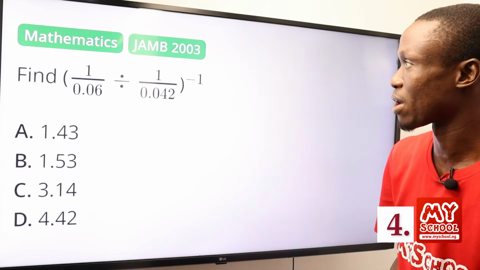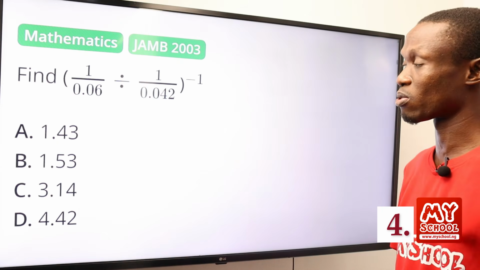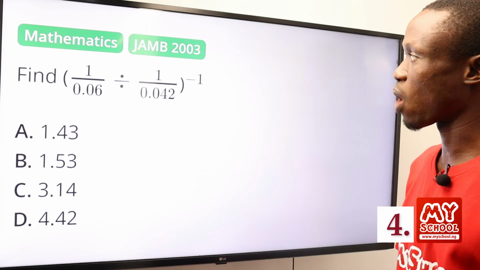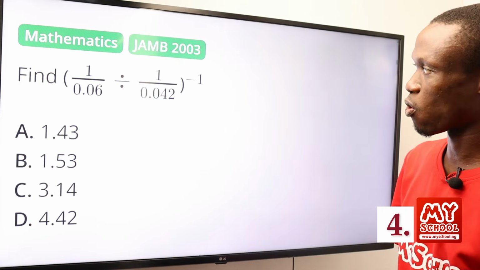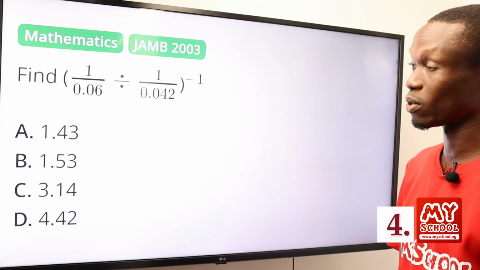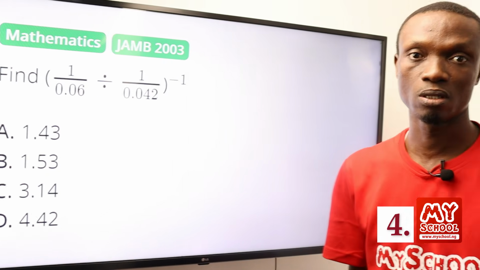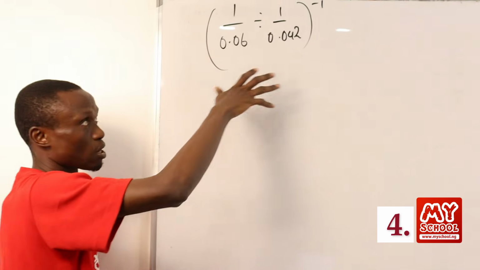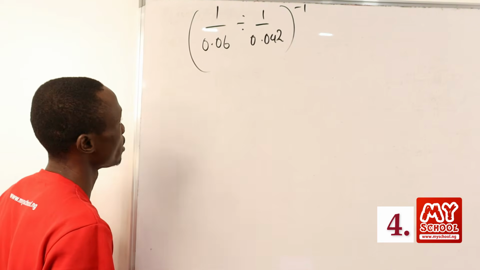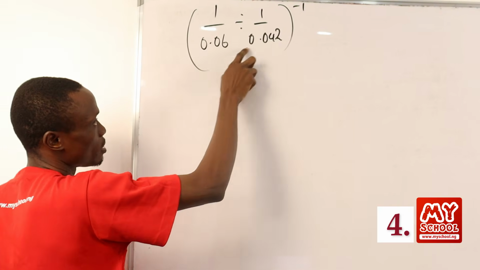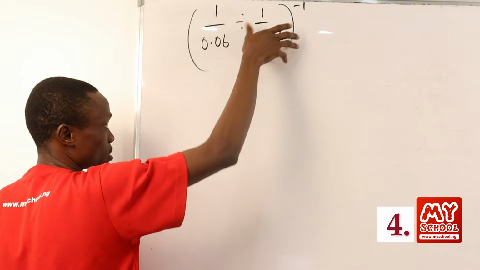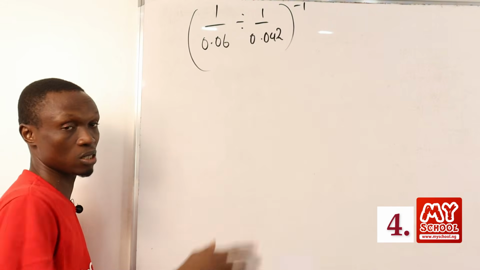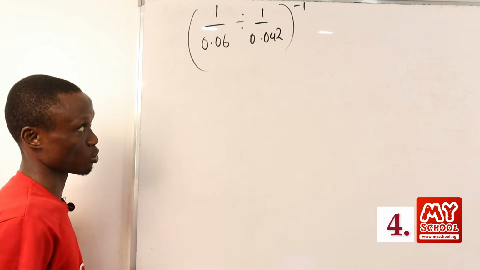Question 4. Find (1 over 0.06 divided by 1 over 0.042) raised to power minus 1. So let's move over to the board to provide answer to this question. So this is the question that we are given, that we are asked to find, right? So basically, these values here, that is the denominator of these fractions inside this bracket. First of all, we have to change them to fraction, okay?